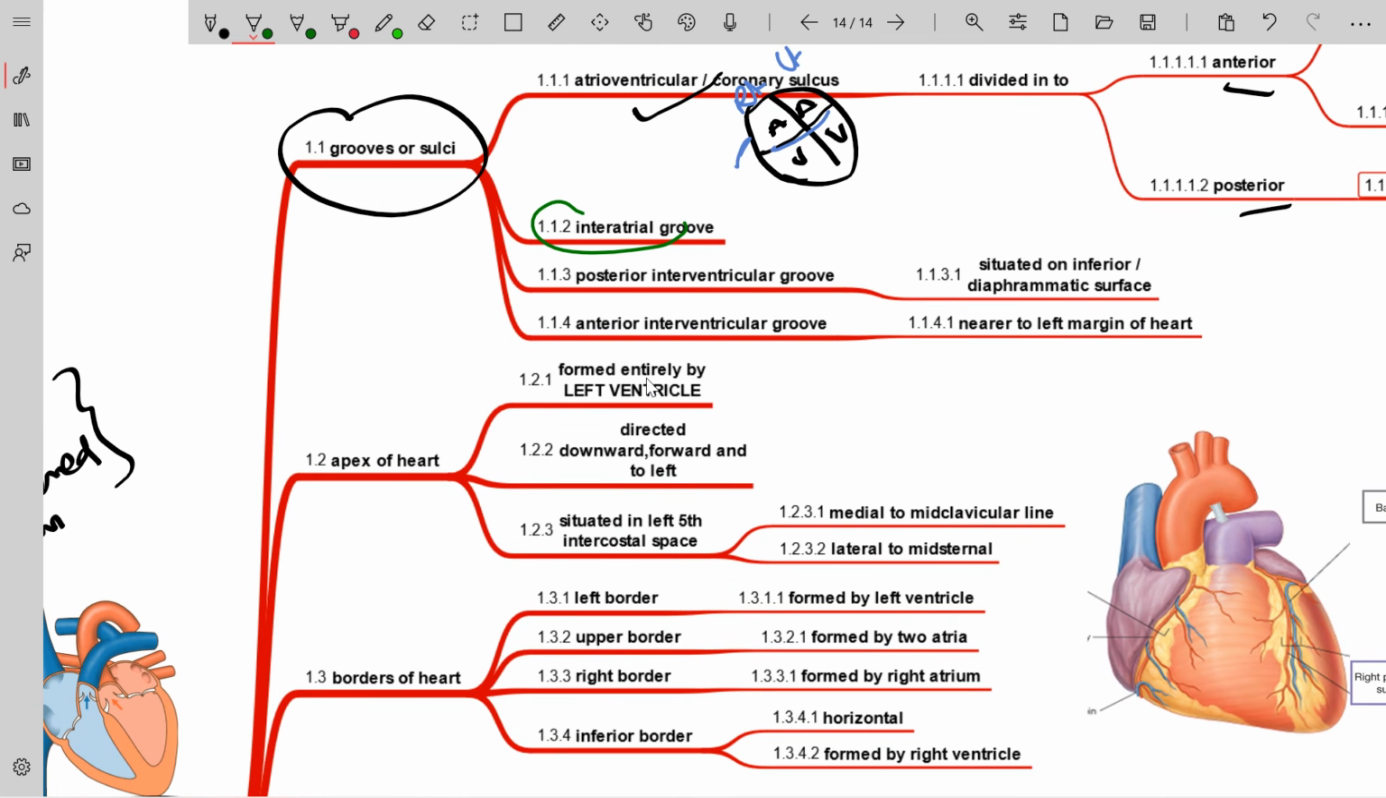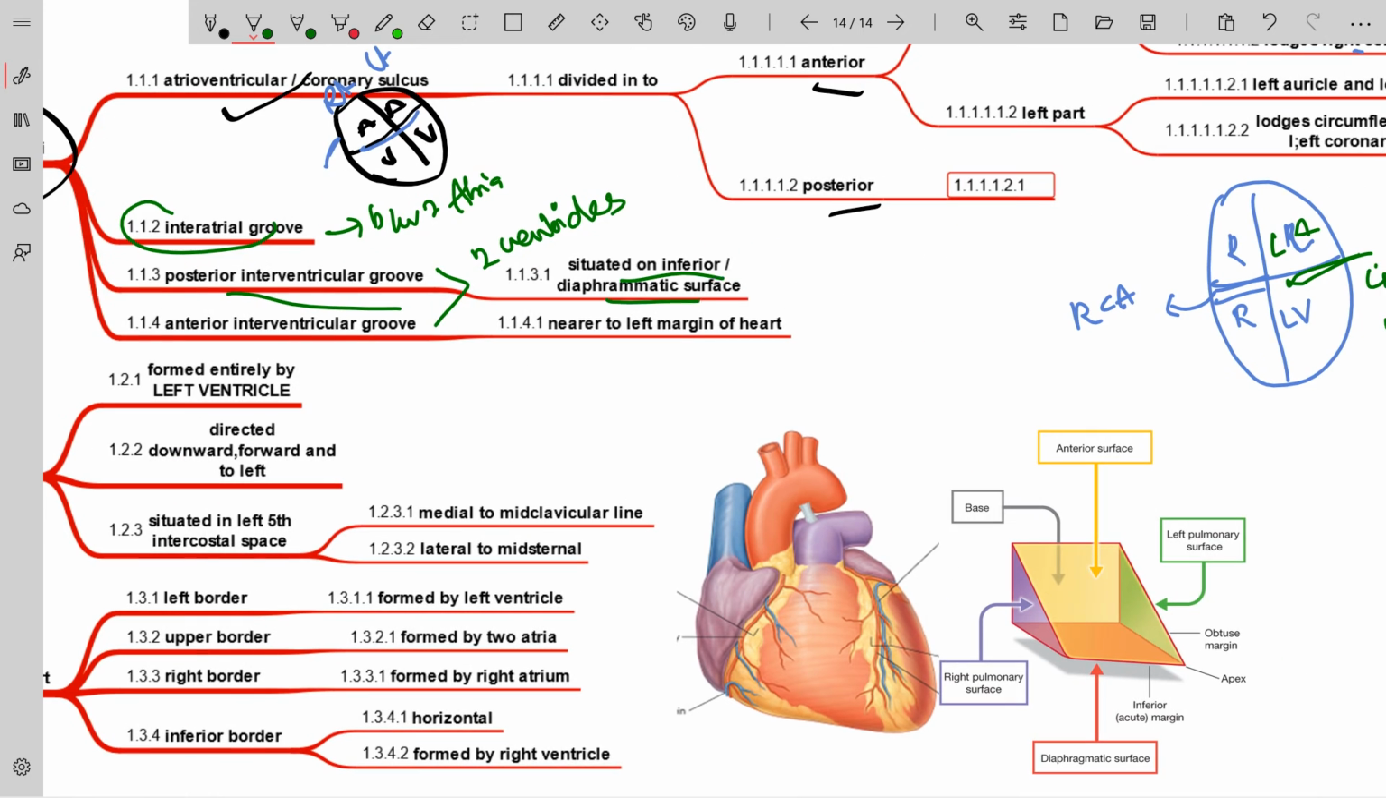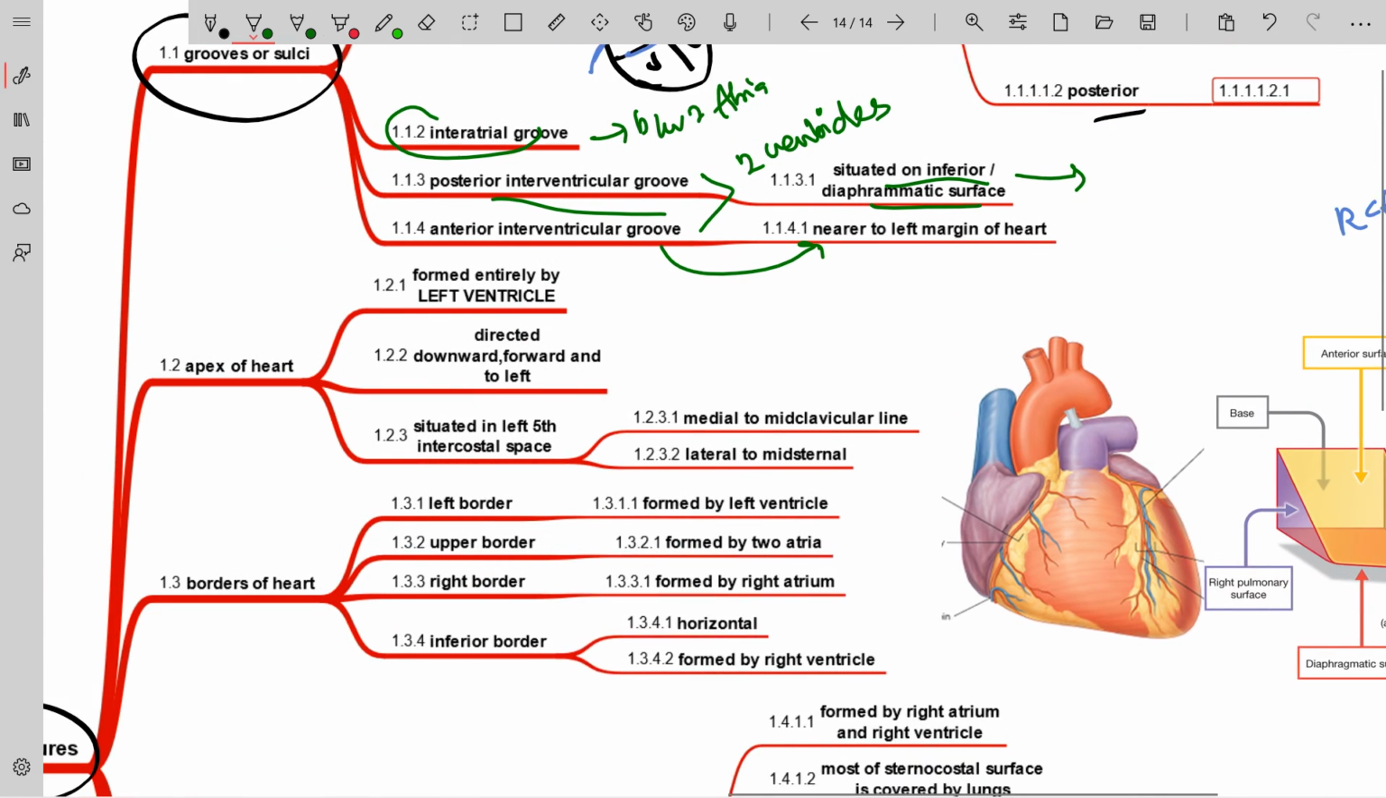Then is the interatrial groove between two atria. Then is the posterior interventricular groove between two ventricles, situated on the inferior diaphragmatic surface. This is present on the left, nearer to the left margin.